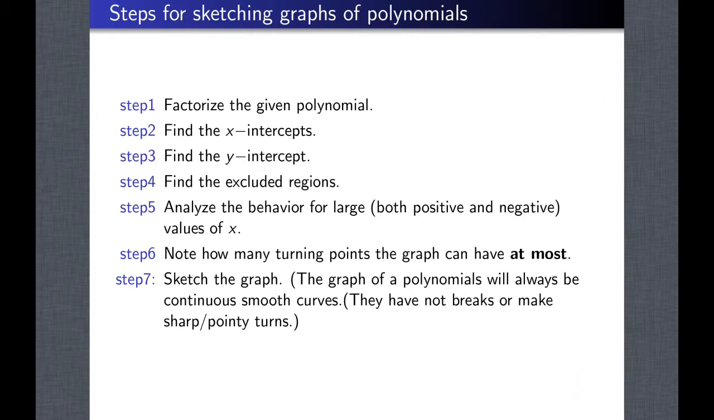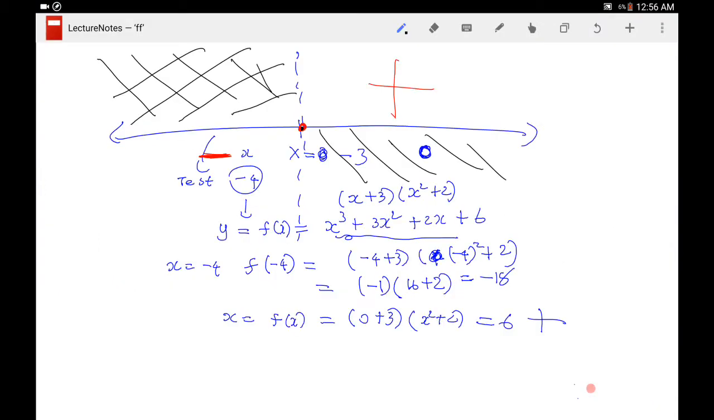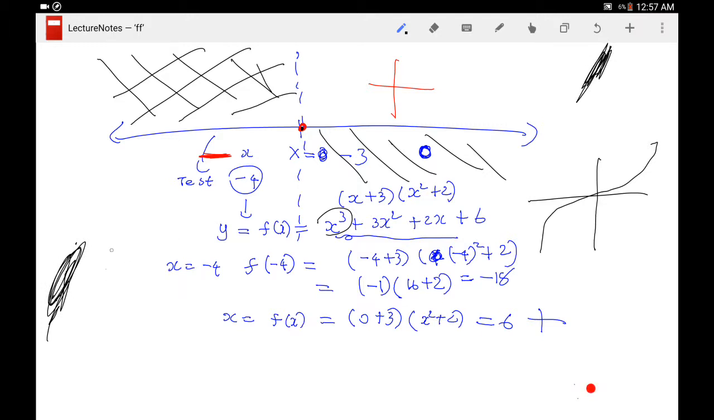Okay, so now we'll go for the next one, analyze the behavior of the large positive values of x. So for the large positive values of x, this is cubic, so it will behave like x cube. So that's why I said it's important to remember x cube. So x cube looks like this. It's an odd power, x cube. So for large x values, your graph will behave like this. Now the number of turning points we will check at the end to check the correctness.